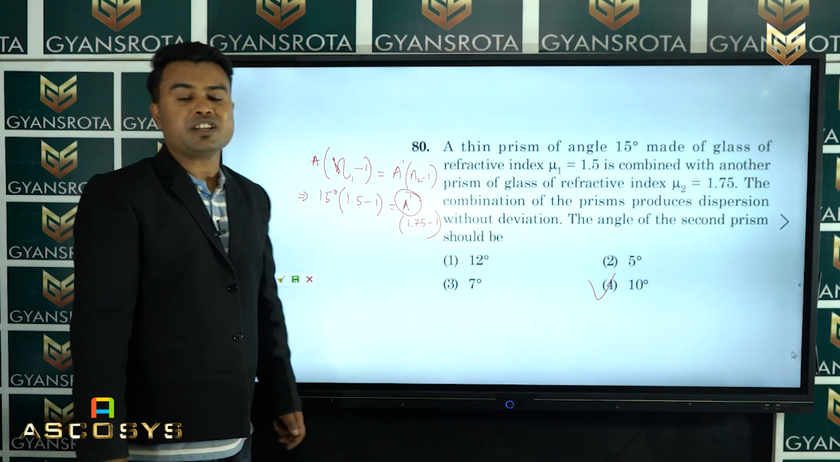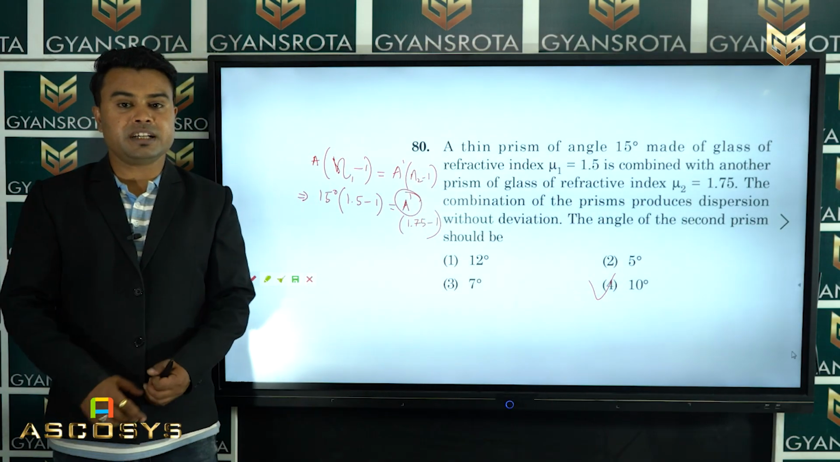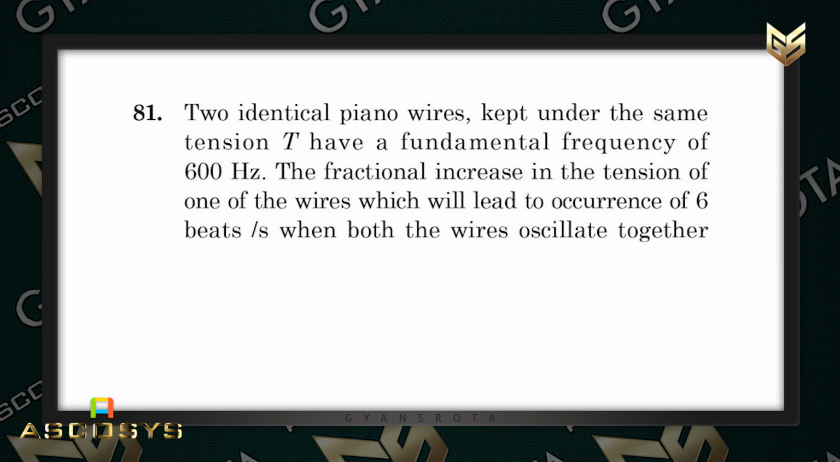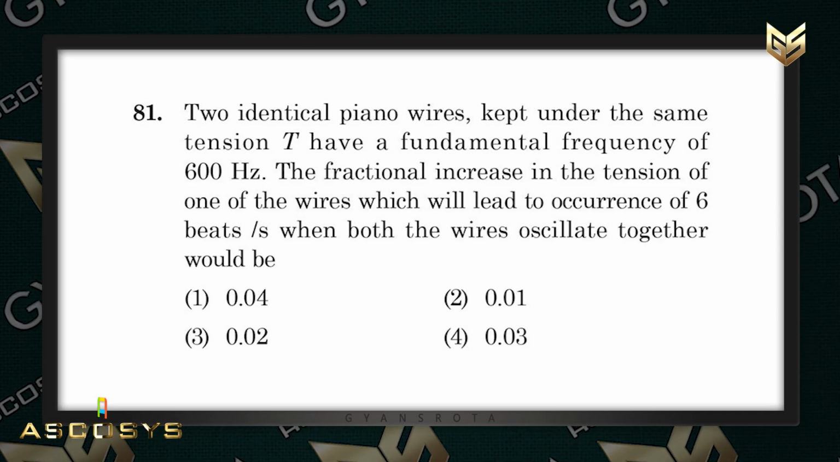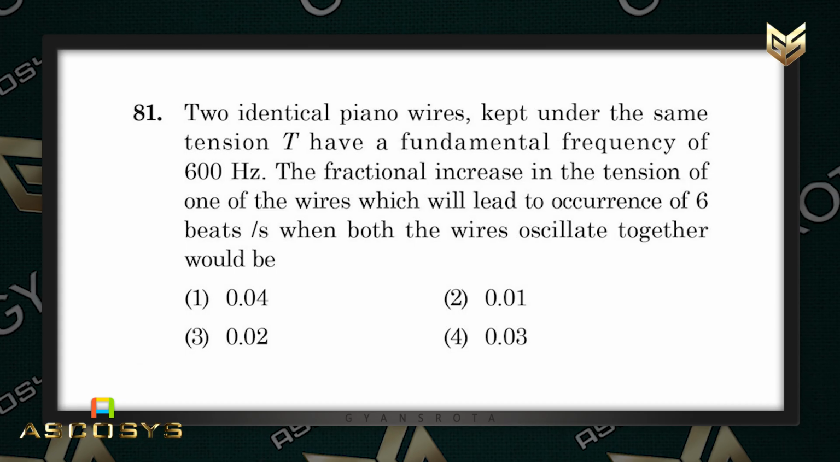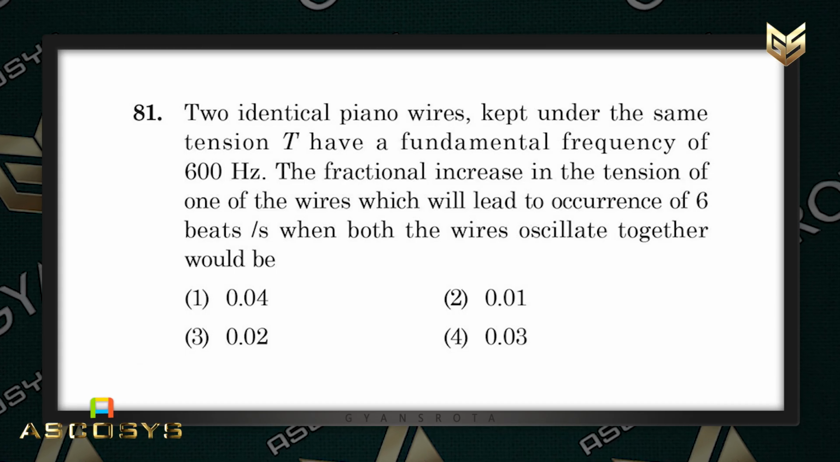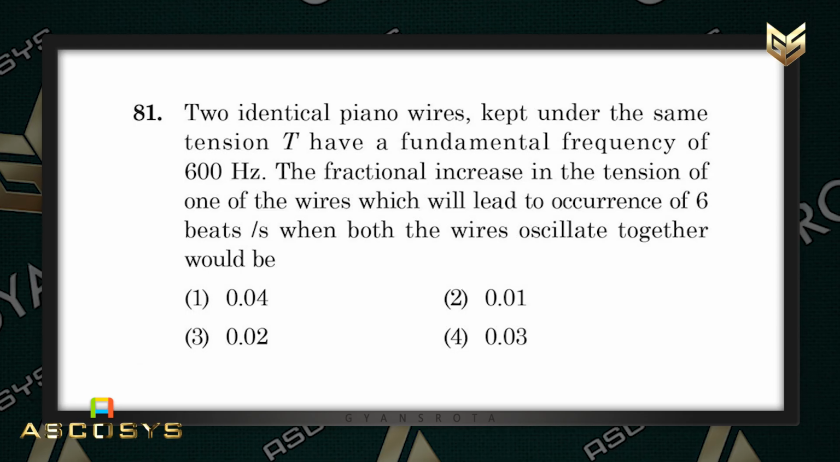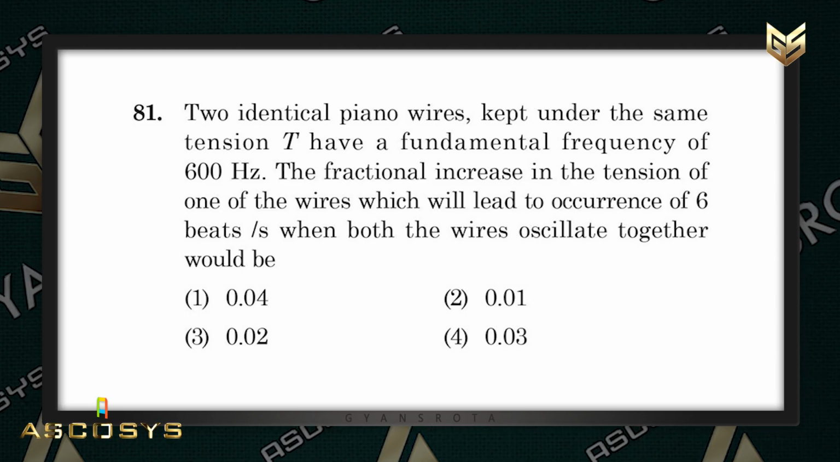Okay. Now let us move to the next question, that is question number 81. Two identical piano wires kept under the same tension T have a fundamental frequency of 600 Hertz. They have the same tension. So what is the fractional increase in the tension of one of the wires which will lead to the occurrence of 6 beats per second when both the wires oscillate together?